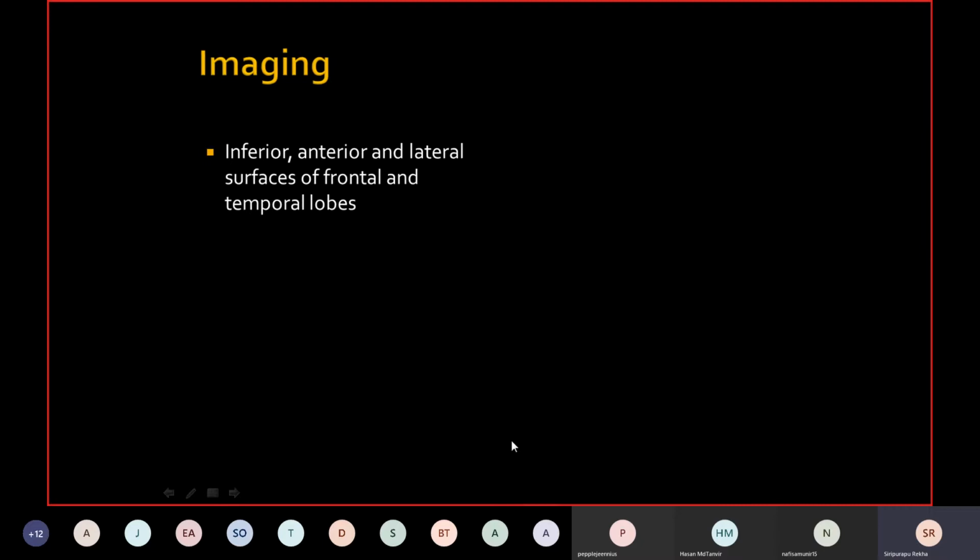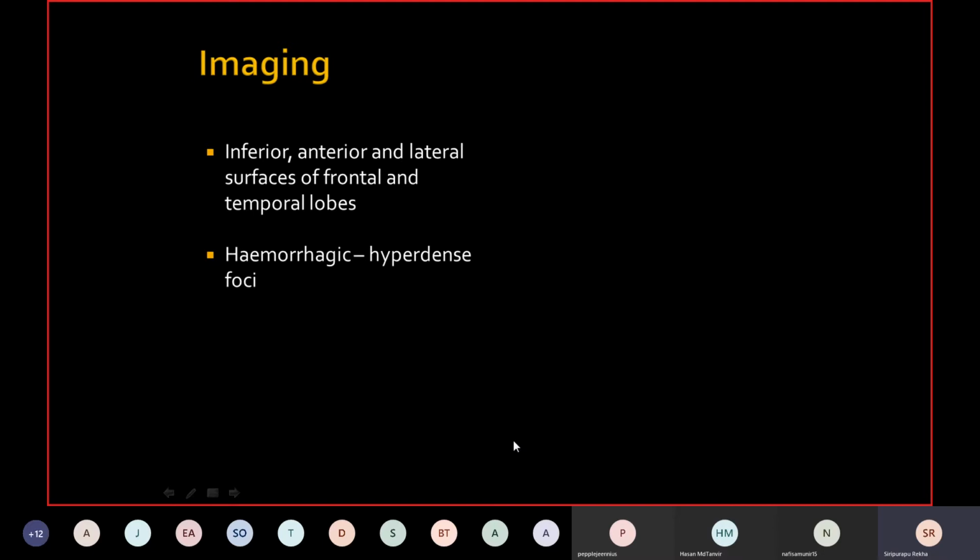So what do we see on imaging? The common location tends to be where the brain is very close to the bone. So we look at the inferior, the anterior, and the lateral surfaces of the frontal and temporal bones. So these are common locations for contusions.